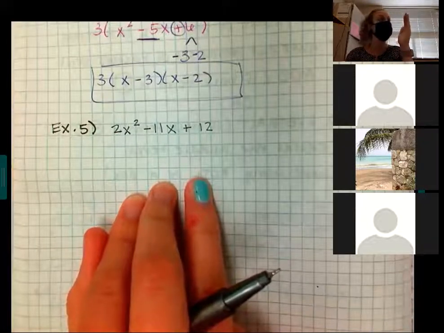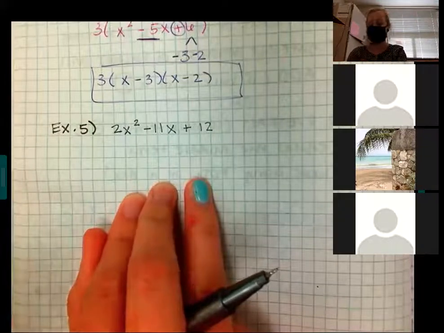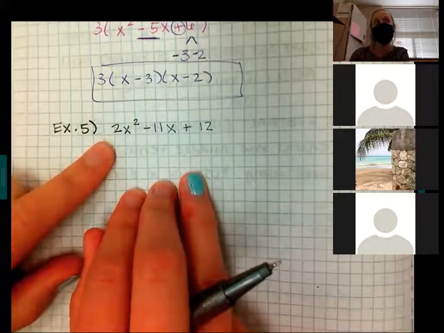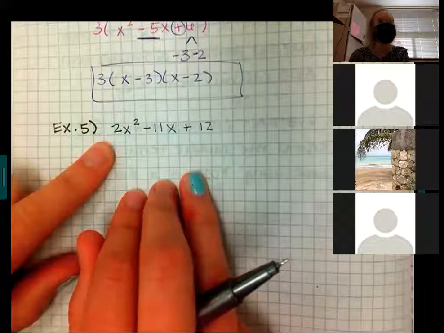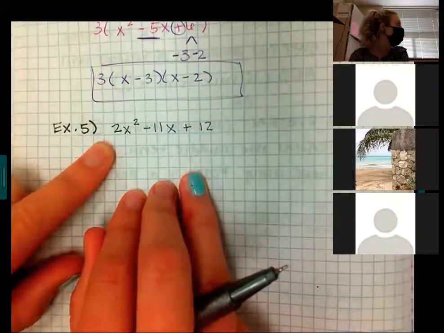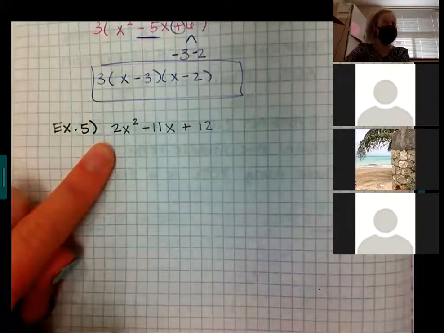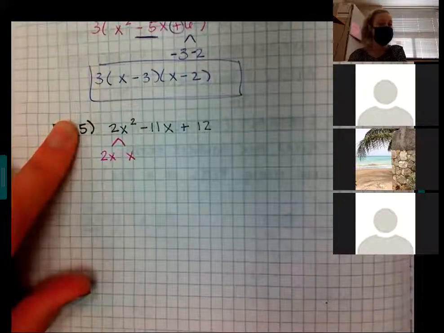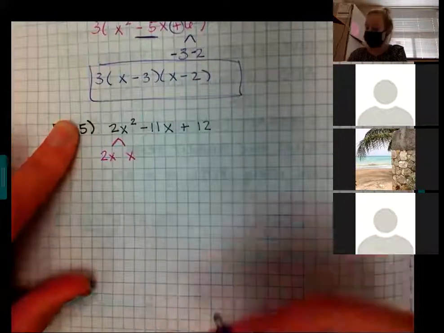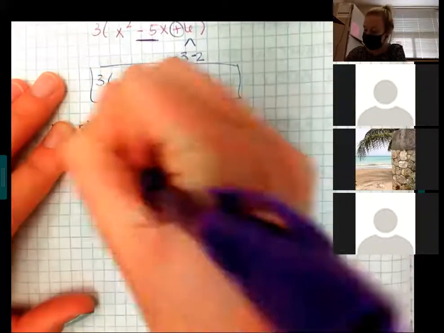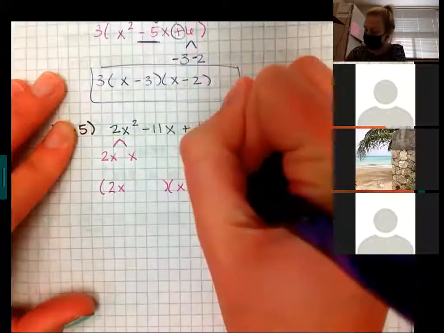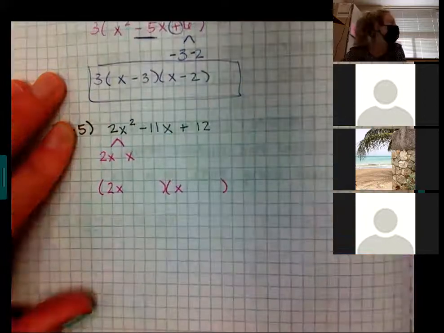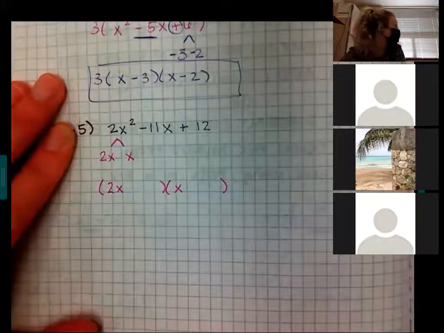So factors of the first and the last. What are factors of 2x squared? What times what gives you 2x squared? 2 times 1 and x. So that would be 2x and 1x. Do y'all agree? Okay. So I'm going to go ahead and set that part up. We know it's going to be 2x times x because we don't have any other options. Those are the only things you can multiply to get 2x squared.